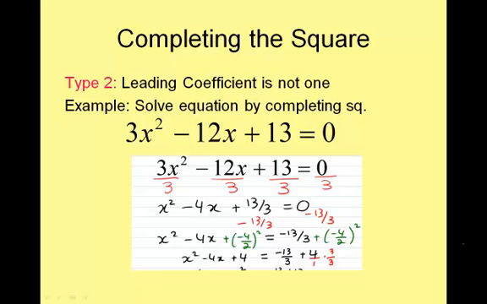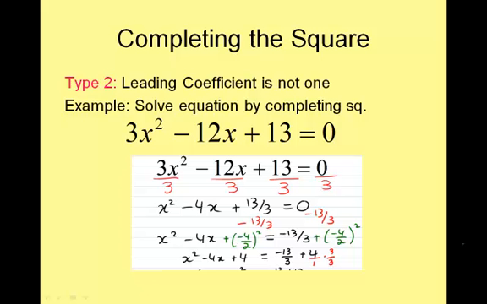Now what happens if your leading coefficient is not 1? If your leading coefficient is not 1, then what you want to do is divide all 4 terms by 3. So 3 by 3, negative 12 by 3, 13 by 3, and 0 by 3. Then you get x squared minus 4x plus 13 thirds is equal to 0.